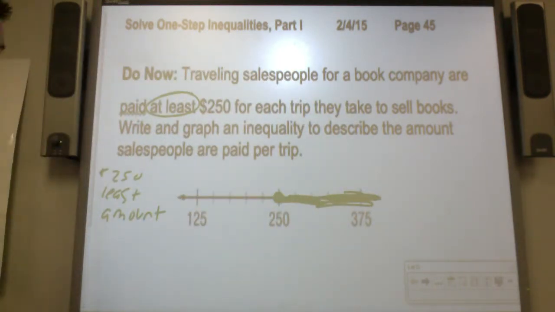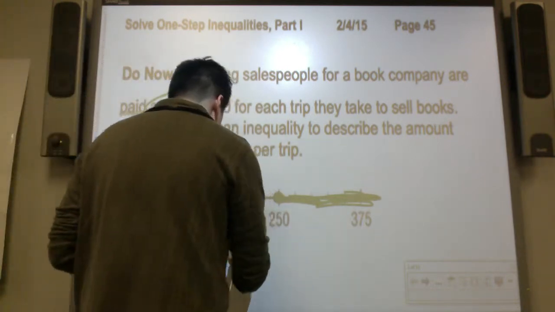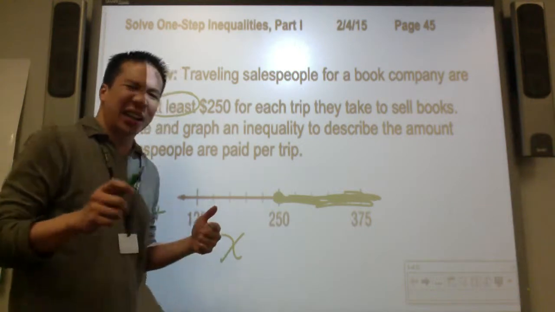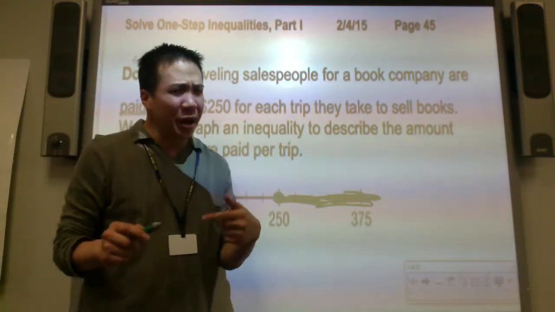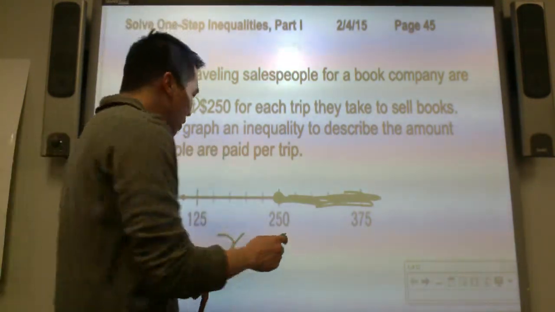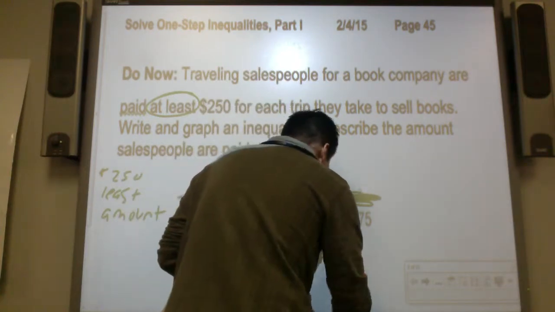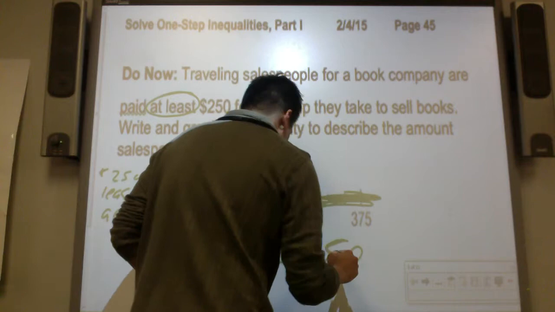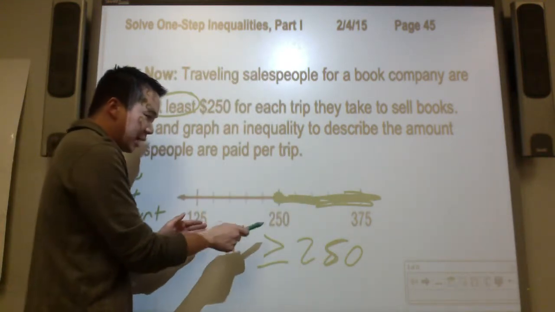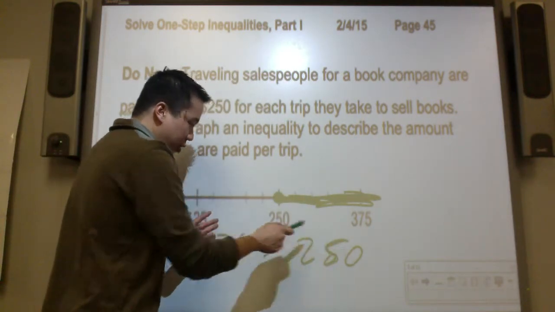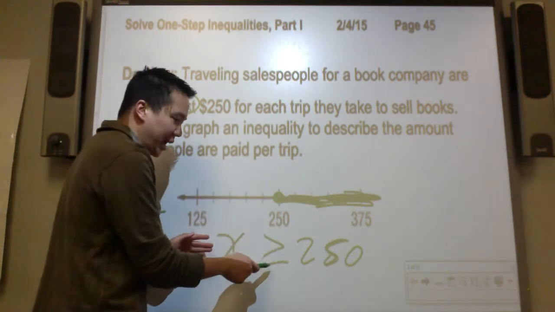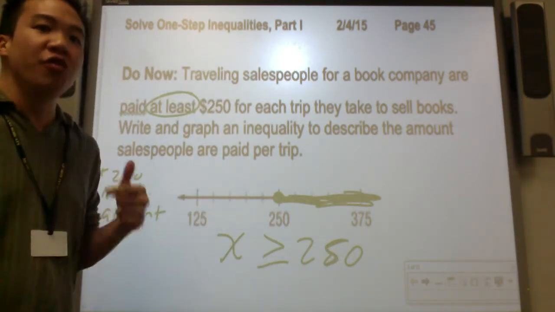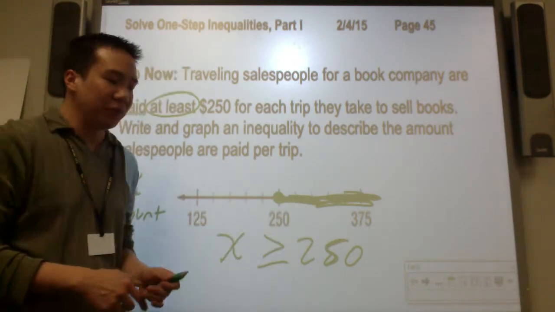How would we write this as an inequality? Well, x is any amount. They're going to be paid at least. Does at least mean more than? Are we paid more than or greater than or equal to 250? And that is our inequality. Because they are paid an amount that is more than 250, or they are paid an amount that is more than and equal to 250. This means at least. They're paid at least 250. 250 is the least amount they'll get paid.